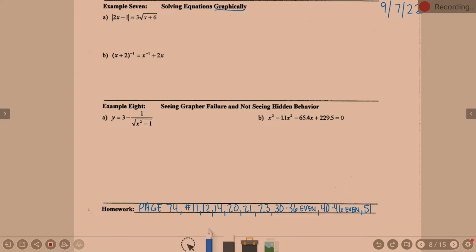How do you move a positive 3 square root of x plus 6? We're going to subtract. If I subtract on the right, we're going to subtract on the left. And so we're going to end up with the equation, absolute value of 2x minus 1 minus 3 times the square root of x plus 6, and then equals 0. So we've got that 0 on the right, and when you plug it into the calculator, you are plugging in y equals that whole thing.